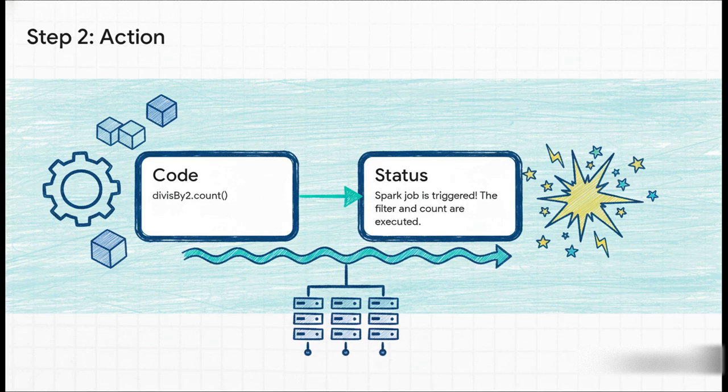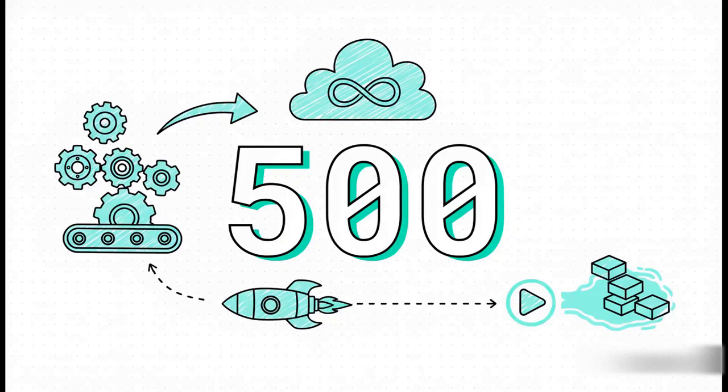And now, step 2. We call an action. In this case, .count. This is the trigger. The moment Spark sees .count, it says, aha, they need a final answer. It grabs the plan we just gave it, optimizes it, and fires up the entire cluster to execute that filter and count everything up. And just like that, it returns our result. Let's say it's 500. And that's the core loop. You define what you want with transformations, and then you kick off the actual work with an action. Once you get that, you got Spark.